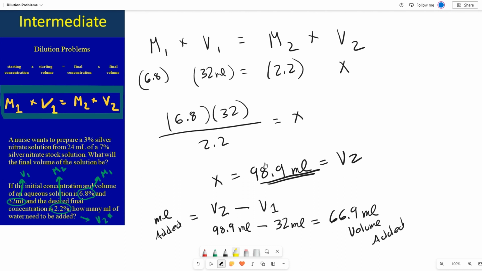It's very important in these problems to make sure that you understand what you're being asked to solve for. As you can see in the second example, you needed to use the equation, but what you were being asked to find wasn't directly one of these terms. You had to use that term to get what you were being asked to find. So always be careful and see, well, am I being asked to find final volume or how much solution needs to be added?